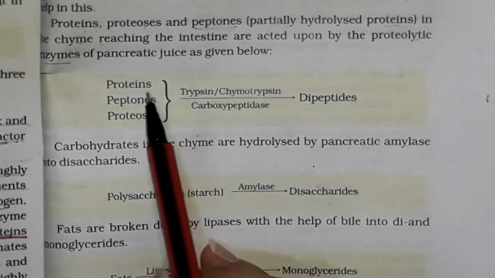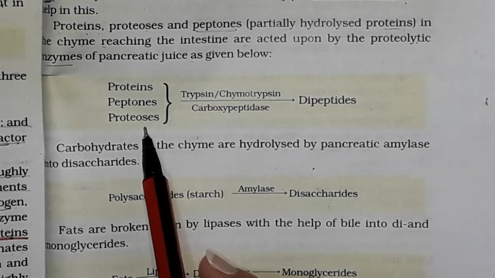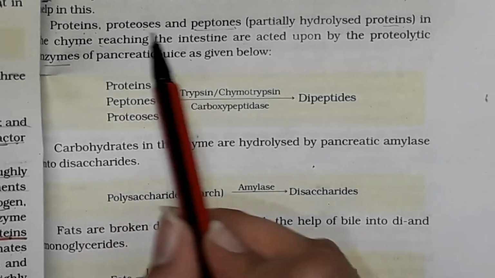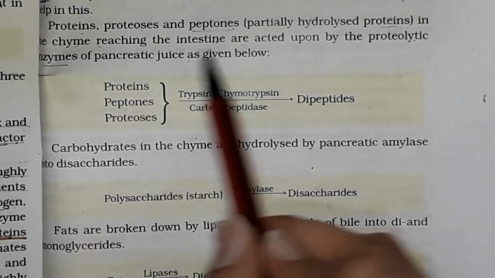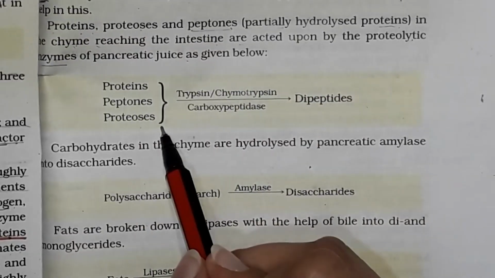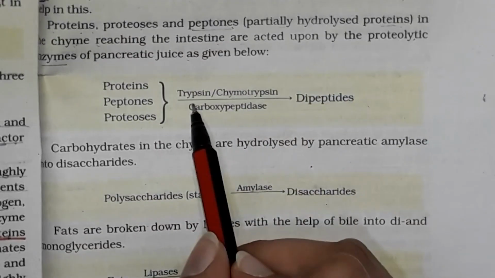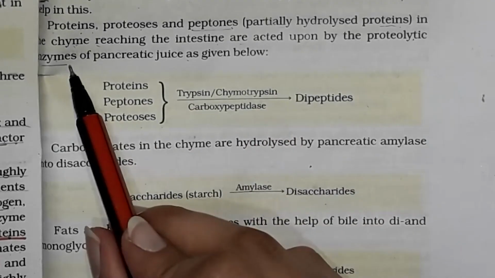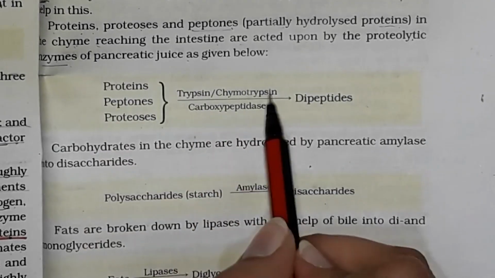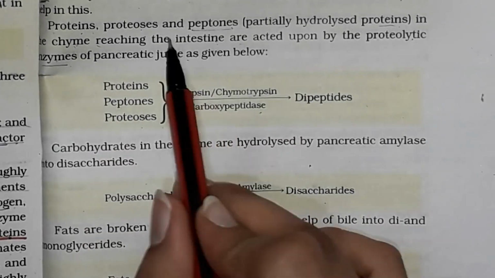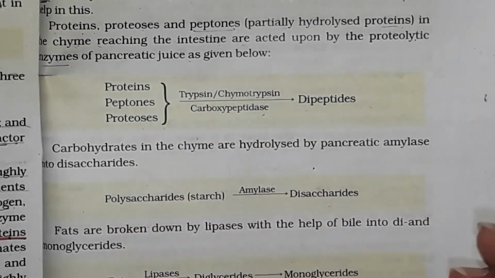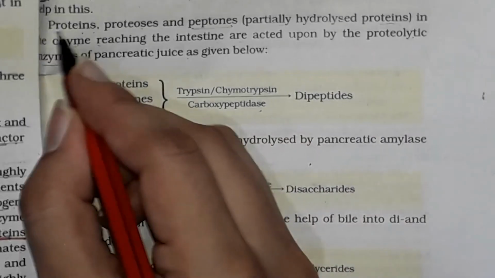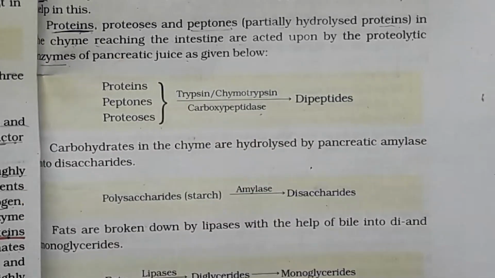What happens to the proteins, peptones, and proteoses? As I have already told you, proteins, proteoses, and the peptones in the chyme reaching the intestine are directly acted upon by the proteolytic enzymes. They are namely trypsin, chymotrypsin, and the carboxypeptidases. And then these are converted into the dipeptides. So this was all about what happens to the proteins in the small intestine.